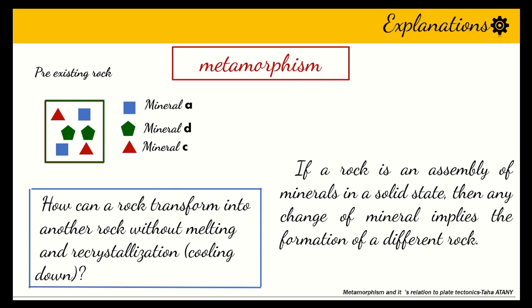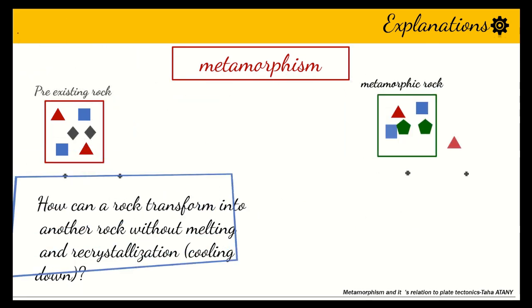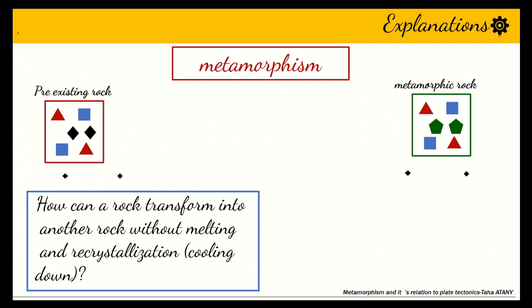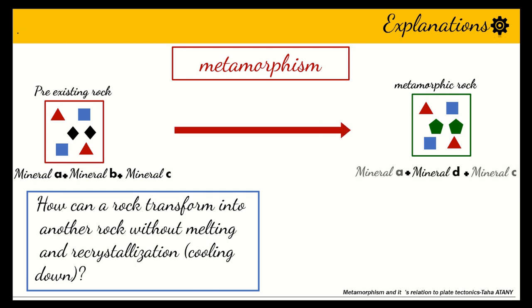So if a rock is an assembly of minerals in a solid state, then any change of a mineral implies the formation of a different rock. So this different rock is a metamorphic rock. Okay? And here is the diagram. We have the pre-existing rock with three minerals, mineral A, B, and C. And a new metamorphic rock with mineral D and C and A.